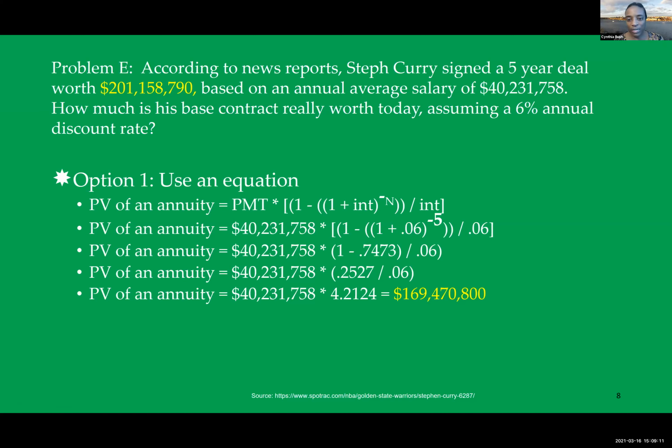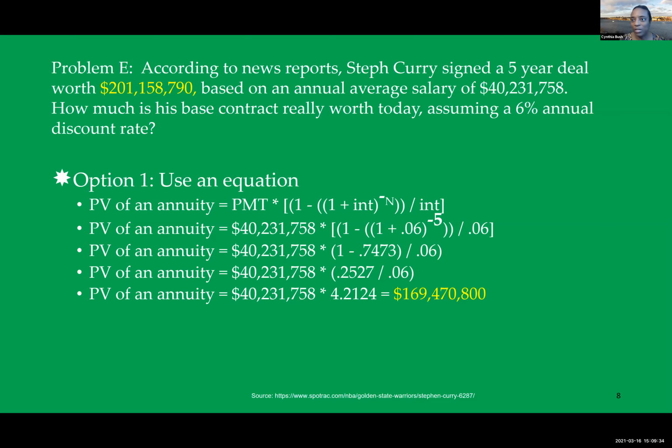So Steph Curry, I assume, has some pretty sharp people around him, and he actually may already know this himself. So, management sends him this information, and maybe he immediately sits down with his financial calculator and he says, all right, let me see how much I'm really getting. What he's really getting in today's money is 169,470,800. That's the value of the deal today.